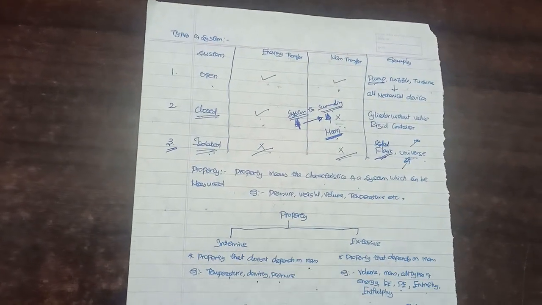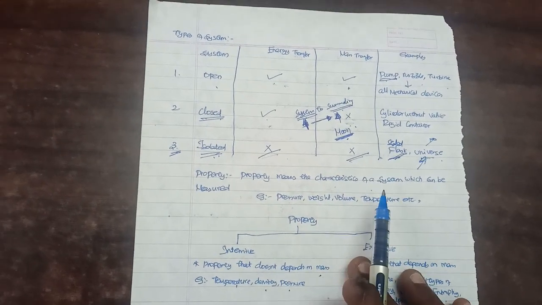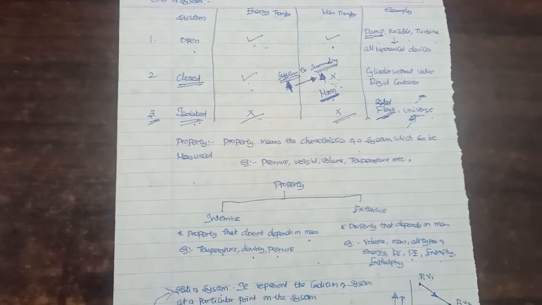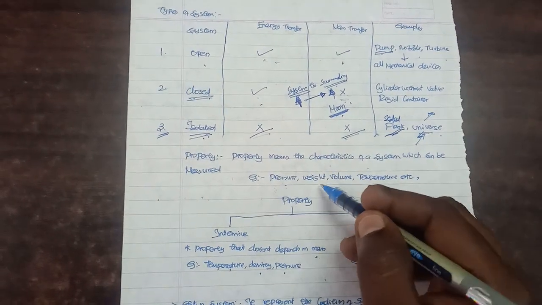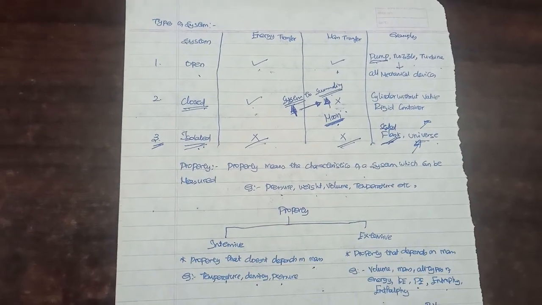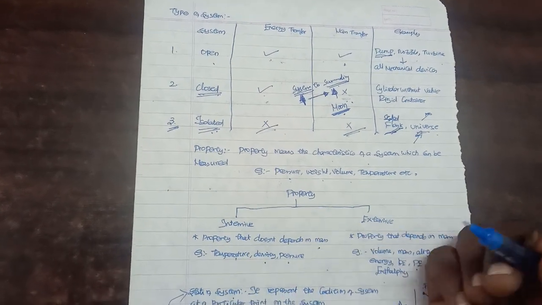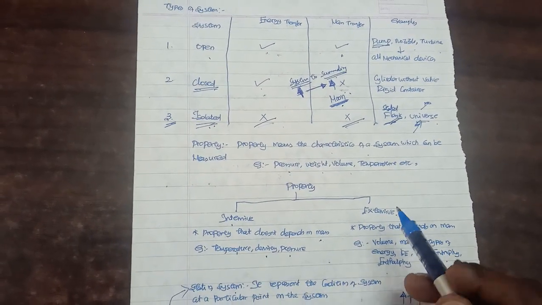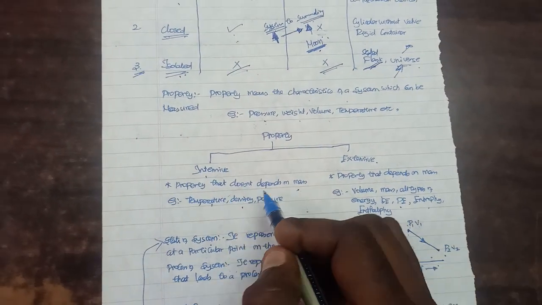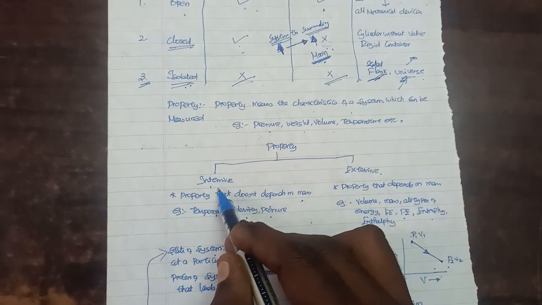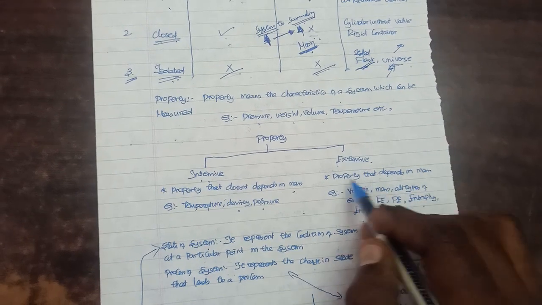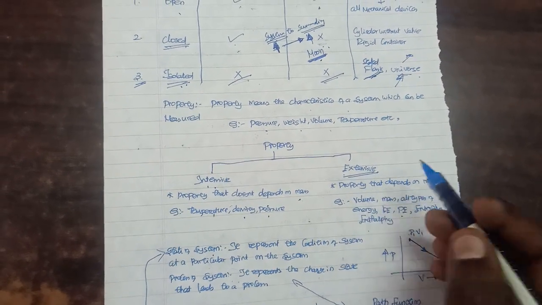Next, a property of a system is any characteristic which can be measured, either pressure, weight, volume, temperature, entropy, enthalpy, all these things. There are two types of properties: one is intensive and the second is extensive. That is classified based on the mass. Any property that doesn't depend on mass is an intensive property. If it depends on the mass of the system, then it is called an extensive property.